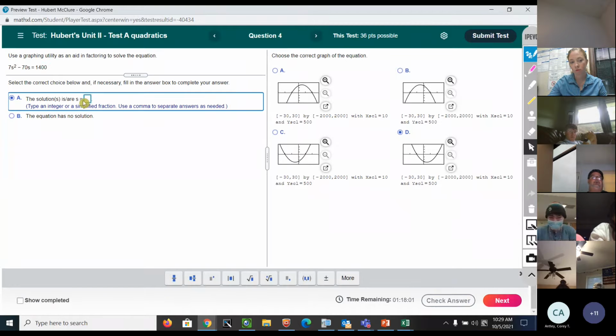The solutions are, what were our x-intercepts? 20 and negative 10, so that'd be negative 10. Do I have to put it in parentheses? No, I don't have to put it in parentheses. So negative 10, comma, 20. That should be it.